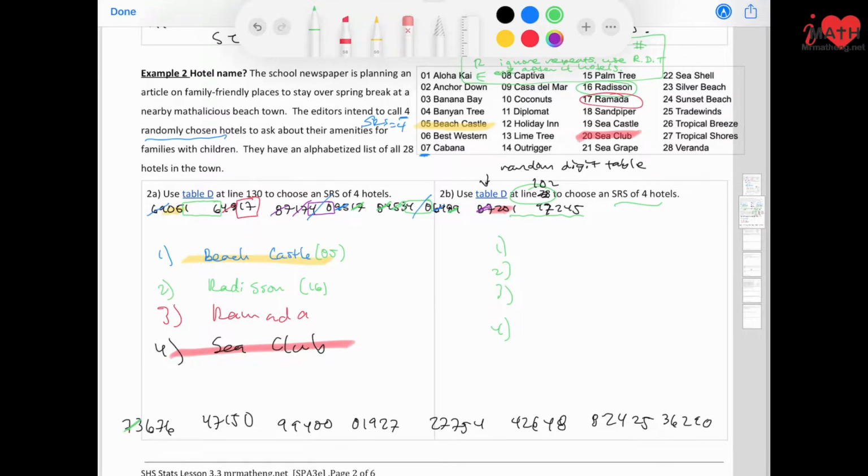All right, so I go through this list. 73 is not on there. 76 is not on there. 64 is too big, so that's not on there. 71 is not on there. 50 is not on there. 99 is not on there. 40, 00, that's not on there. Okay, 19. Let's highlight it. 19 here. Let's try to use a color we have not used. 19. That would be the Sea Castle.